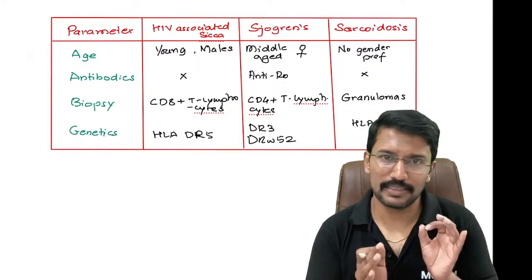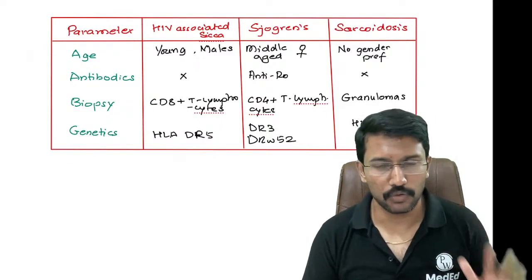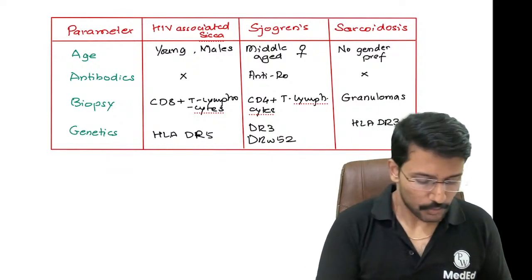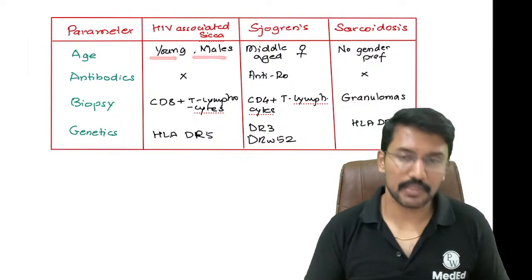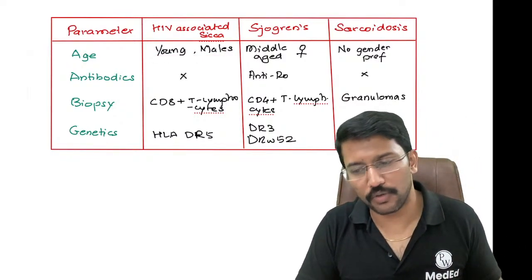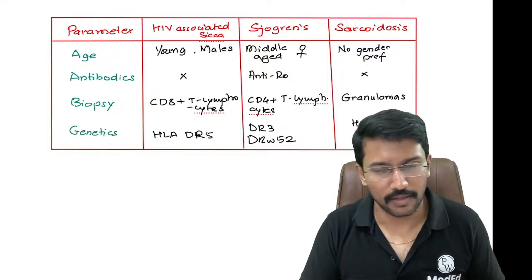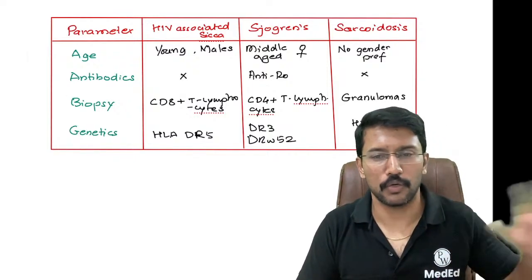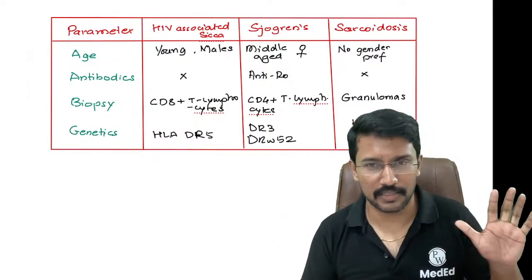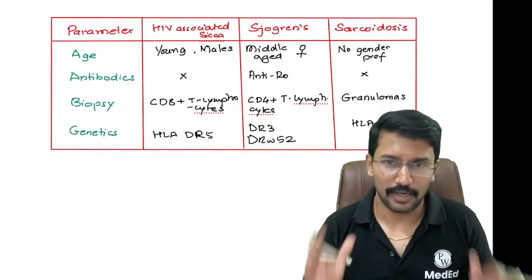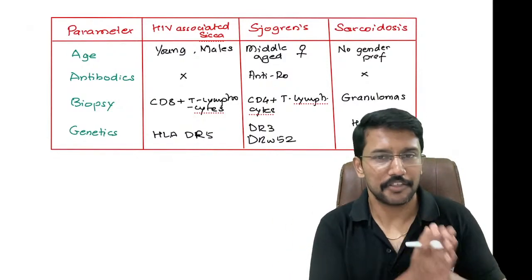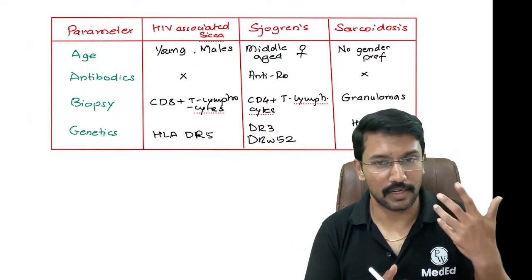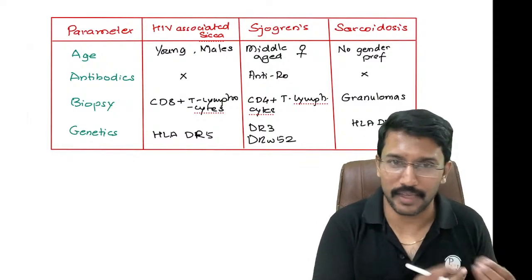Sarcoidosis, Sjögren's and HIV. All three can have dry eyes and dry mouth, right? So HIV is typically a disease which affects the young, and we all know that HIV is more common in males, right? When you look at the gender ratio, it is like 60% males and 40% females. So typically HIV with dry eyes and dry mouth is more likely to be a young male.